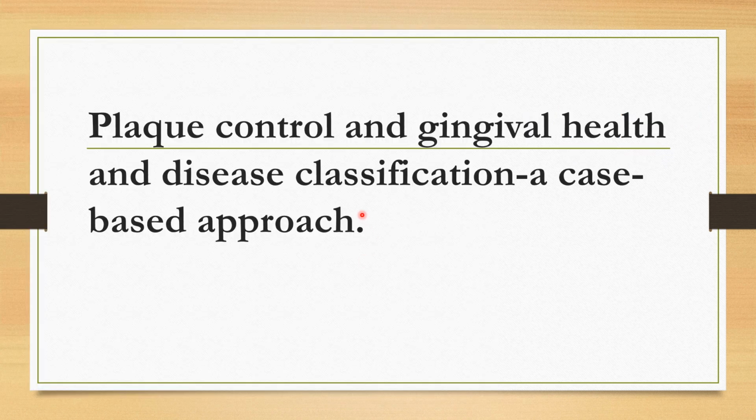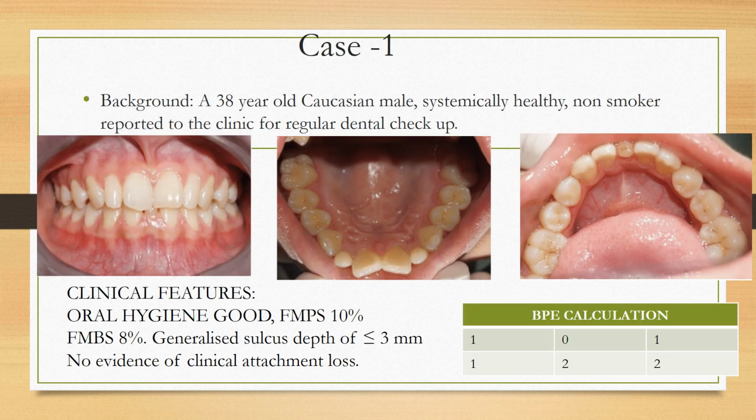So we have discussed all the periodontal case sheet recordings, all the procedures, all the steps, and now we have some case-based scenarios. We have given three cases, and you have to read and write down the answers and report to the departments. Case one is a 38-year-old Caucasian male, systemically healthy, non-smoker, who reported to the clinic for a regular dental checkup. You can see the first picture and second picture for the occlusal upper, and the third picture for the occlusal lower.